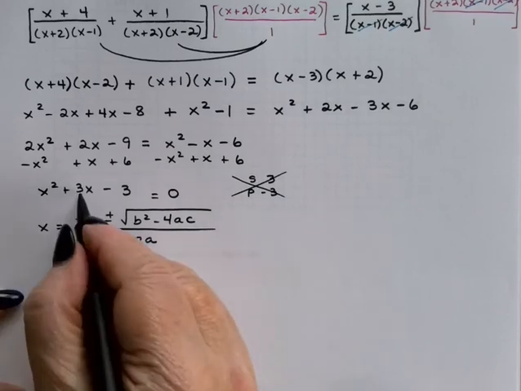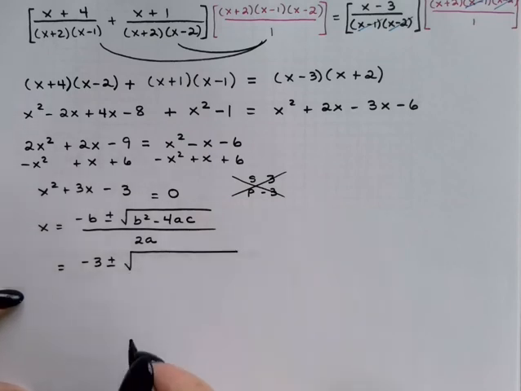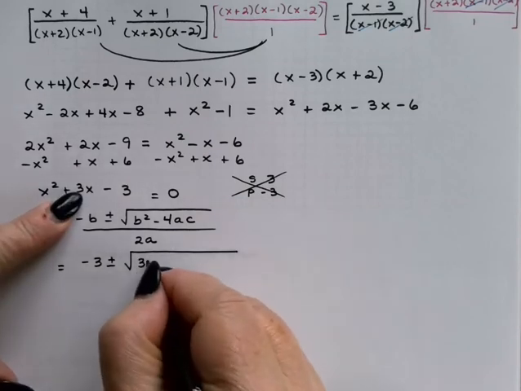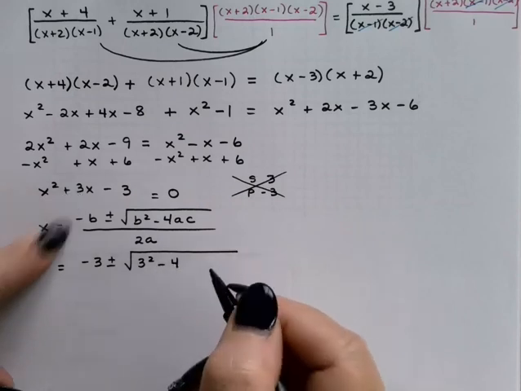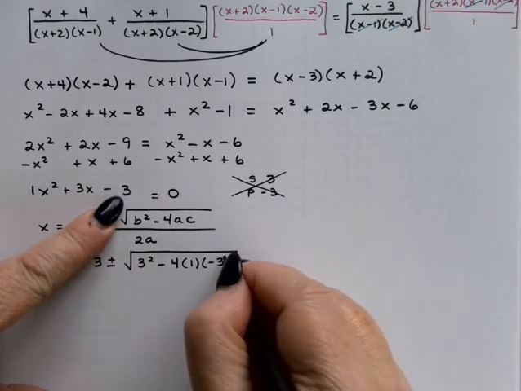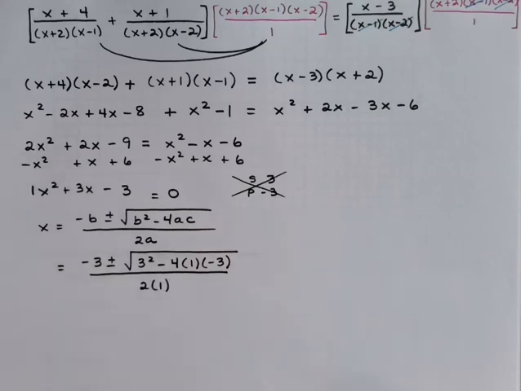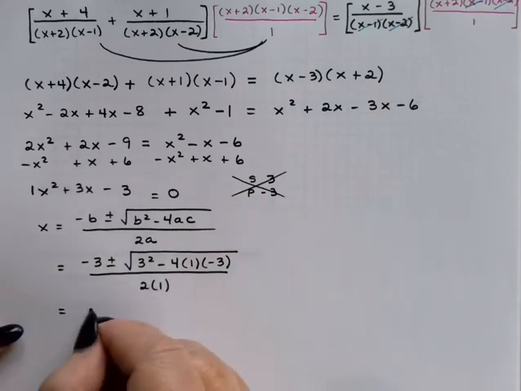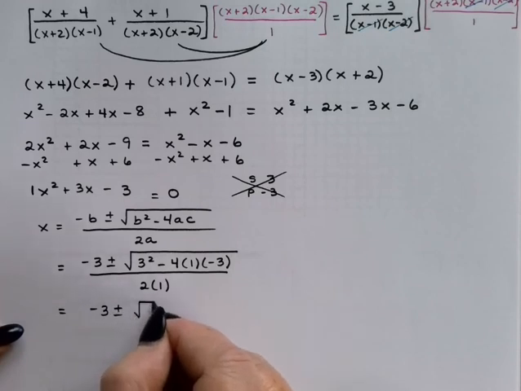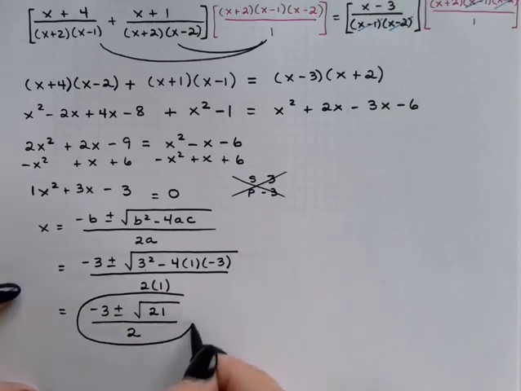All right, so let's see. B is 3, so minus b would be a negative 3, plus or minus the square root of 3 squared, minus 4 times a, which is really 1 here, times c, which is negative 3, over 2 times our a, which is 1 again. That's 9 plus 12, which is 21. And there are my 2 exact solutions.